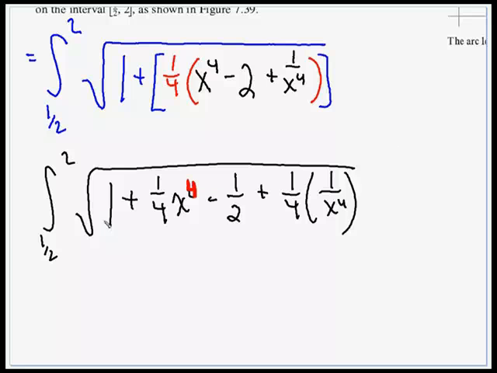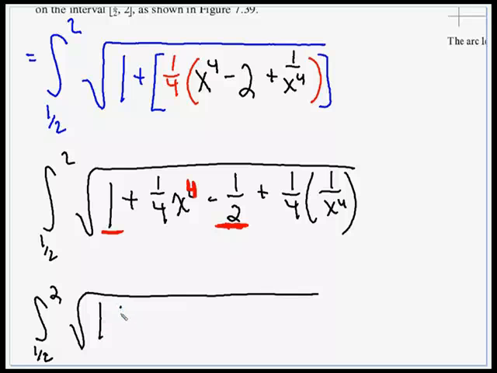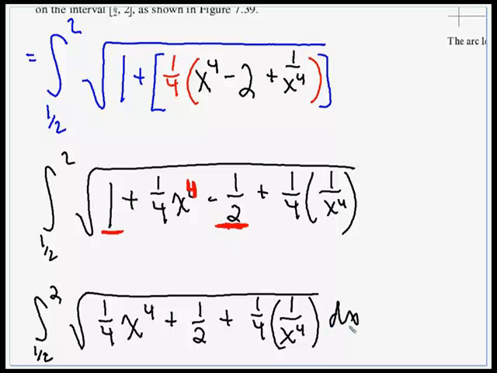Alright, the only terms to combine are the 1 and the minus 1/2. 1 minus 1/2 is positive 1/2. So our integral goes from 1/2 to 2. Big radical. 1 plus, oops, no. 1/4 x to the 4th. The 1 minus 1/2 is now a plus 1/2, plus 1/4 times 1 over x to the 4th power. And dx.